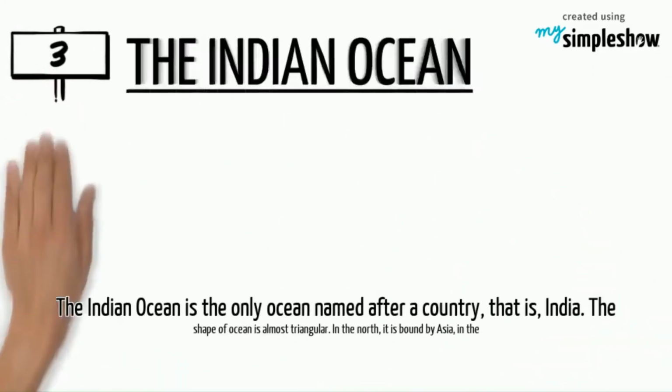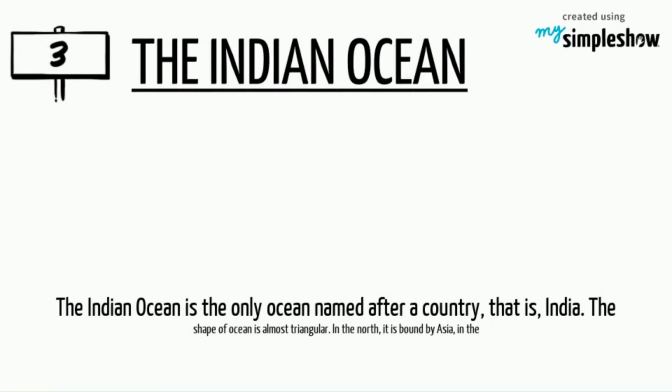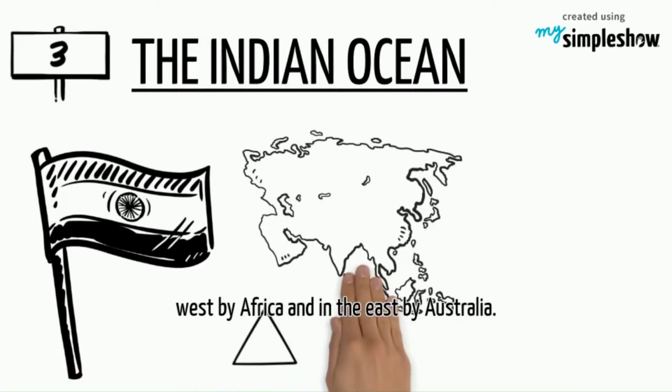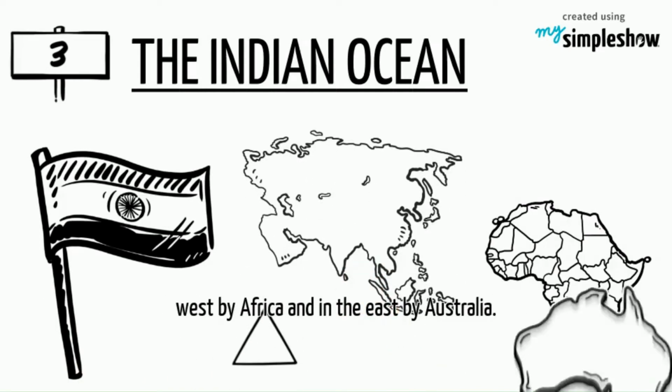The Indian Ocean is the only ocean named after a country, that is, India. The shape of the ocean is almost triangular. In the north, it is bound by Asia, in the west by Africa and in the east by Australia.